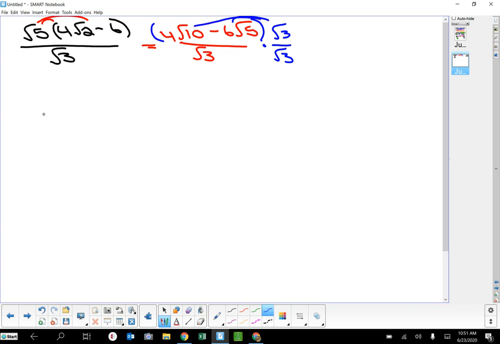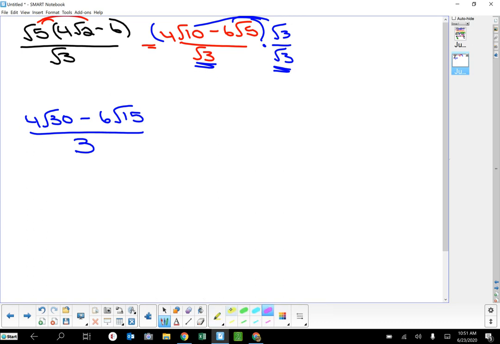So this is going to look like 4 rad 30 minus 6 rad 15 over rad 3 times rad 3, which is just plain 3. All right, and now you should look to simplify the radicals. A rad 30, hopefully you know by now, doesn't reduce. A rad 15 also doesn't reduce. So there's nothing you can do there.